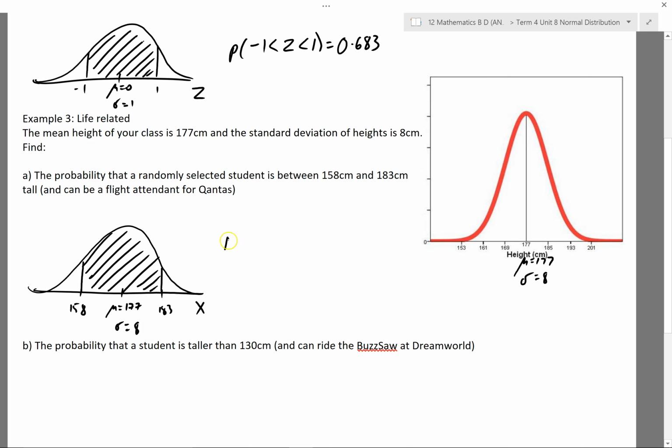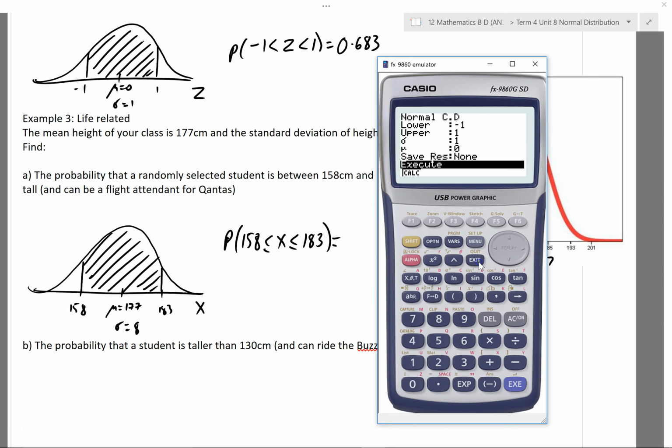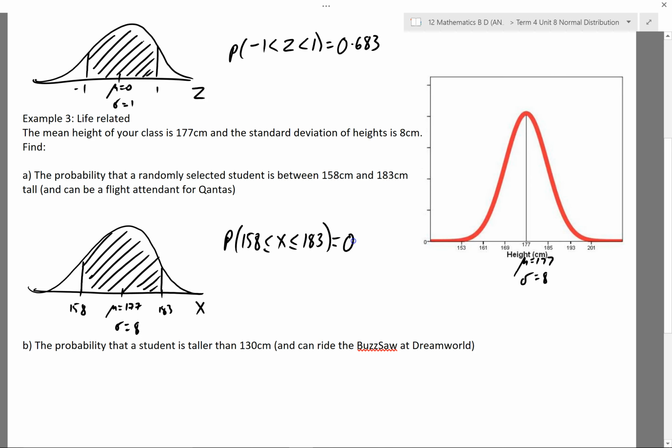So I'm finding the probability of it being 158 to 183, put x in the middle, and less than or equal to, it doesn't matter. And we're off to our calculator again. Between 158 and 183 with a standard deviation of 8 and a mean of 177. So 76.5% or 0.765. That percentage of the class can be a flight attendant for Qantas.